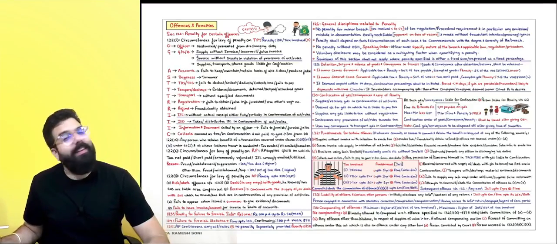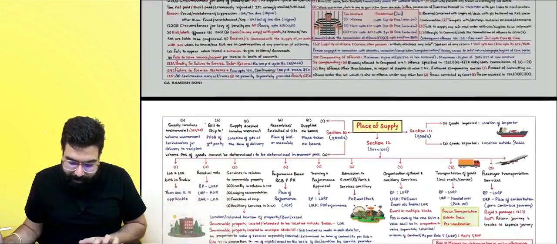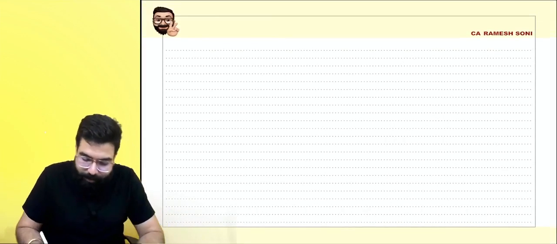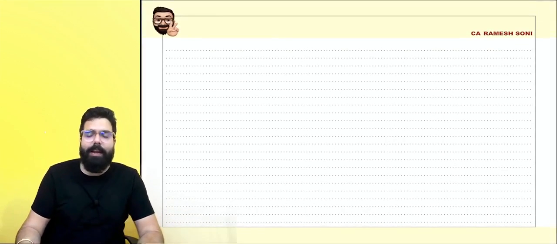Alright, students, let's go ahead and revise the next chapter. The next chapter is place of supply. Everyone over here, sir, can you give us a quick linking? Yes, let's take a quick linking and then go ahead.